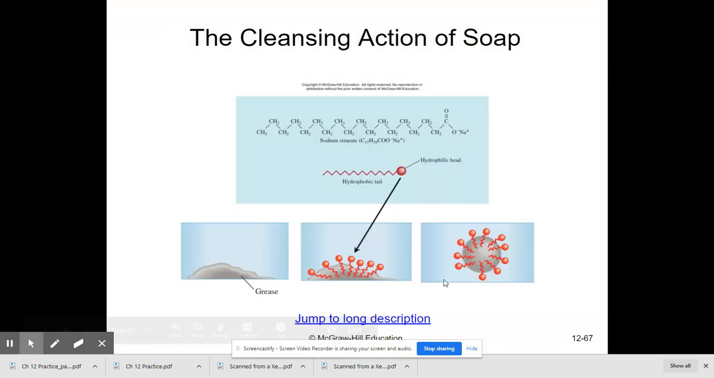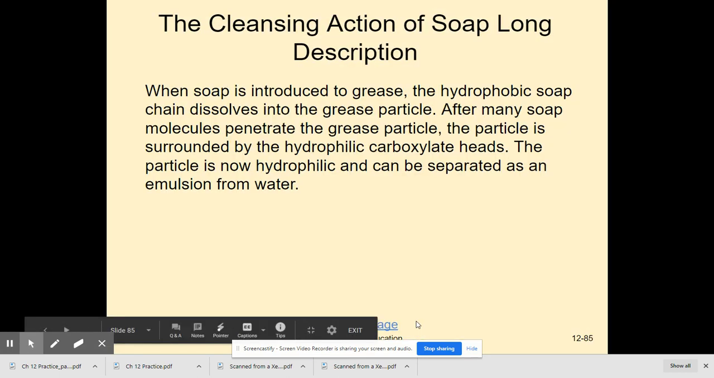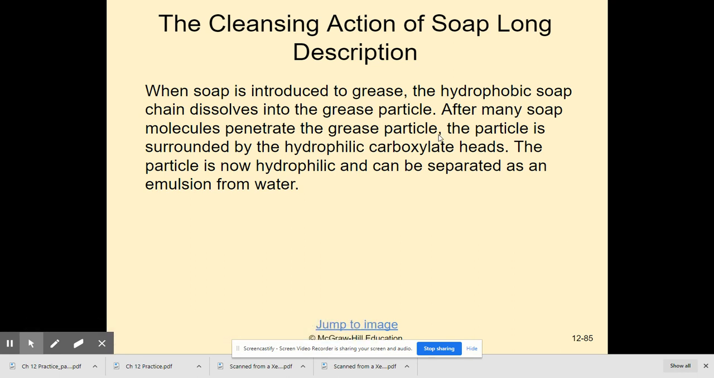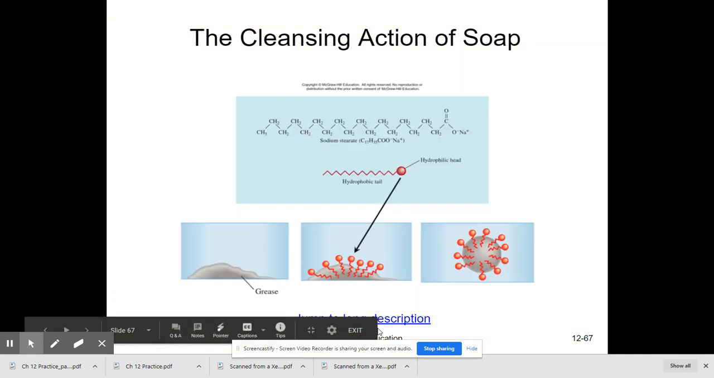Just an example of something that's hydrophilic versus hydrophobic. When you think about soap and grease, soap's tail is hydrophobic. And so it dissolves into the grease particle because the soap is trying to get away from the water, so it goes into the grease. And then once enough of that soap has penetrated the grease, it's then surrounded by hydrophilic heads, and then that reacts with the water.